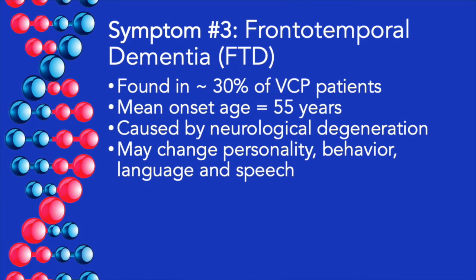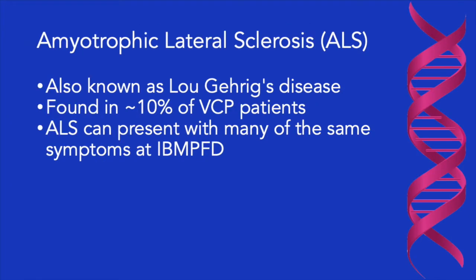The third symptom is frontotemporal dementia, which is found in approximately 30% of VCP patients with an average onset age of 55 years. VCP disease causes neurological degeneration, which may change personality, behavior, language, and speech. ALS, or amyotrophic lateral sclerosis, is also found in approximately 10% of VCP patients. ALS presents with many of the same symptoms as VCP, or inclusion body myopathy, Paget's disease, and frontotemporal dementia.